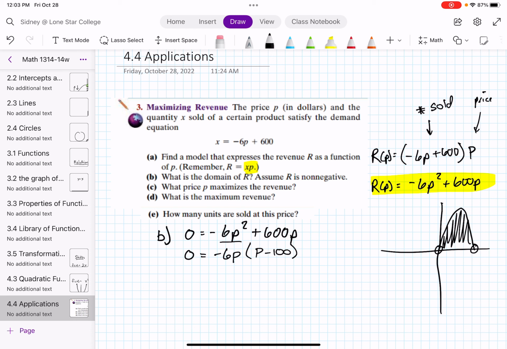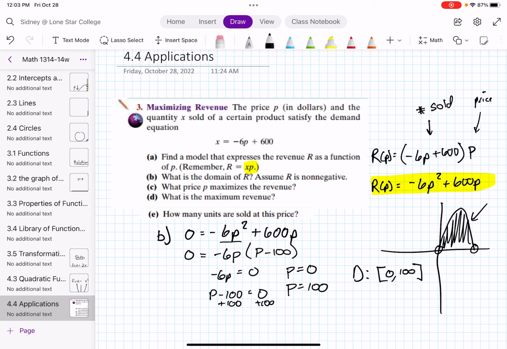The zero product rule says if I set each of these factors equal to 0, I will know the zeros of this parabola. The first one just gives me p equals 0. The second one, if I add 100 to both sides, I get p equals 100. So if we sell it for between 0 and $100, that is where we will get our profit. That is all this space in between. So the domain is from 0 to 100.